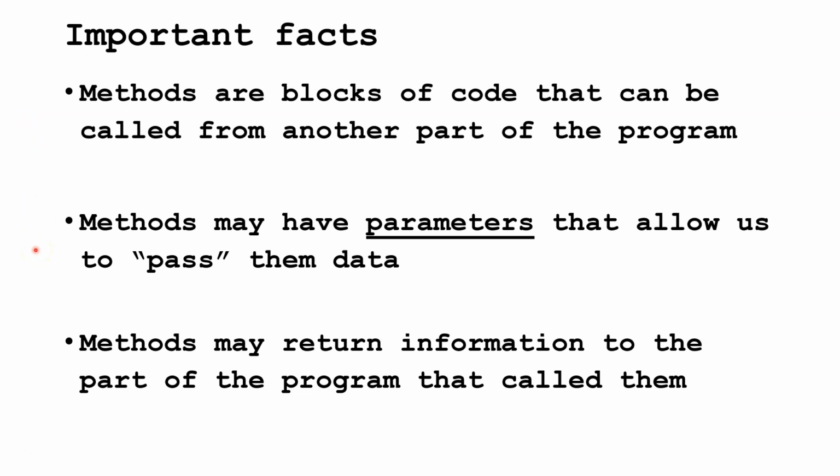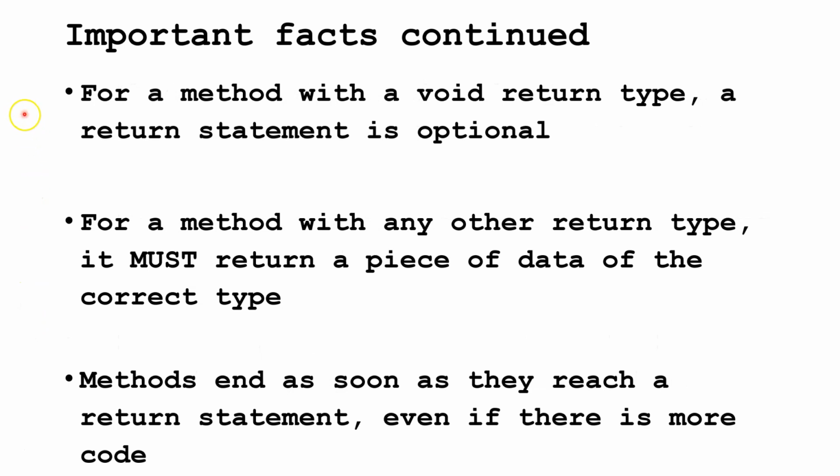Methods may have parameters, which are a type of variable that allow us to pass data to them. Methods may return information to the part of the program that called them. For a method with a void return type, a return statement is optional. However, for a method with any other return type, it must return a piece of data of the correct type. Methods end as soon as they reach a return statement, even if there is more code in the method.